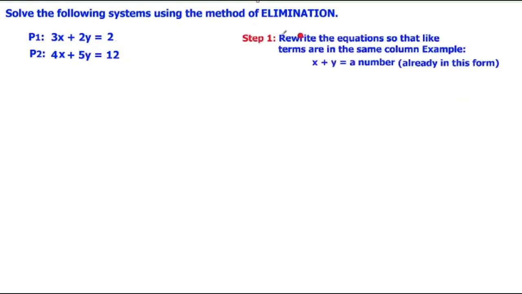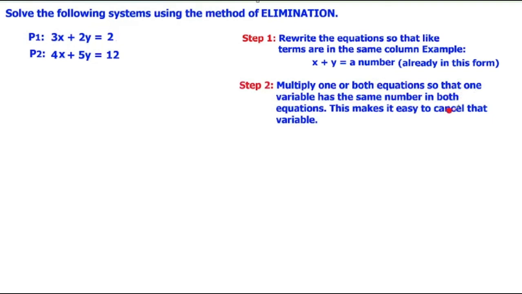So the first step is we rewrite the equations so that like terms are in the same column. So they have to be in this format, x plus y equals a number. And we can see that these are already in that format and we don't have to do anything extra.